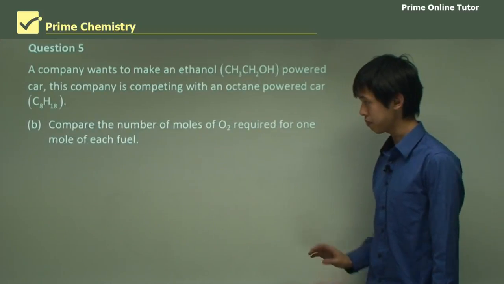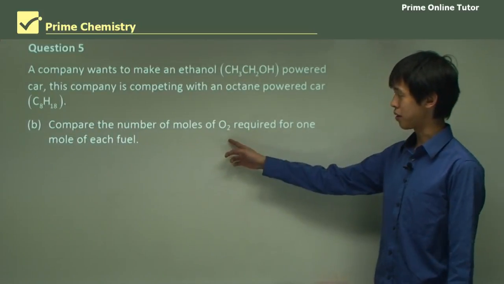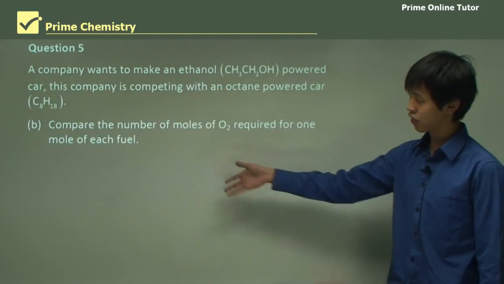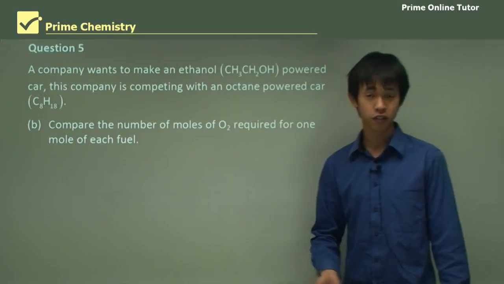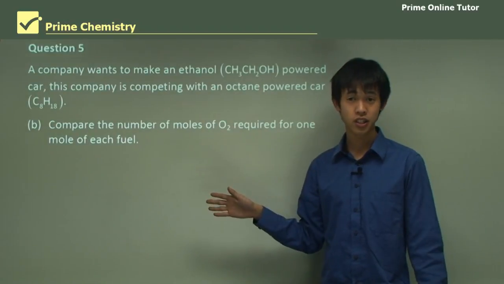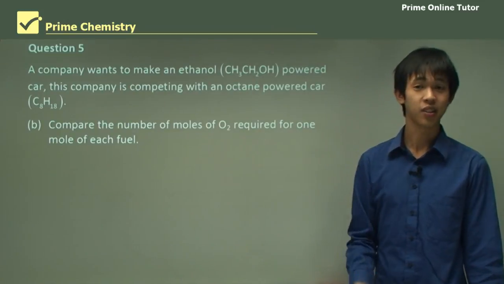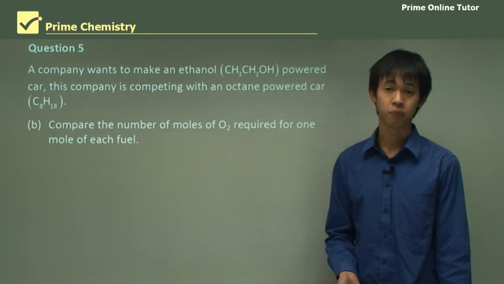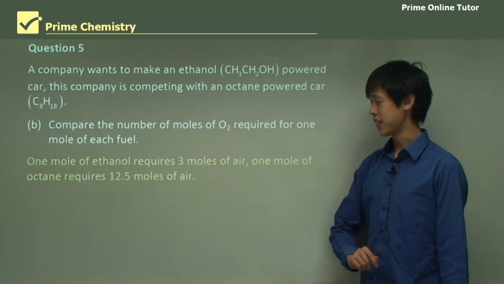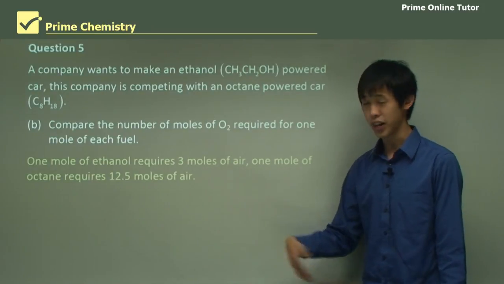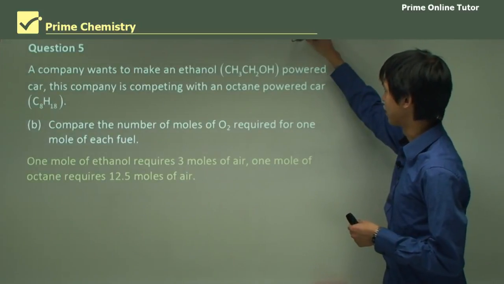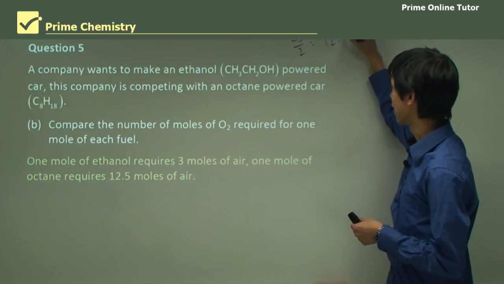Moving on. Compare the number of moles of oxygen required for 1 mole of each fuel. In each equation we had 1 mole of the fuel, and you notice that in the ethanol case there were 3 moles of oxygen, and in the octane case there were 25 on 2 moles of oxygen. So 1 mole of ethanol requires only 3 moles of oxygen, whereas 1 mole of octane requires 12.5 moles. Remember that 25 on 2 equals 12.5.